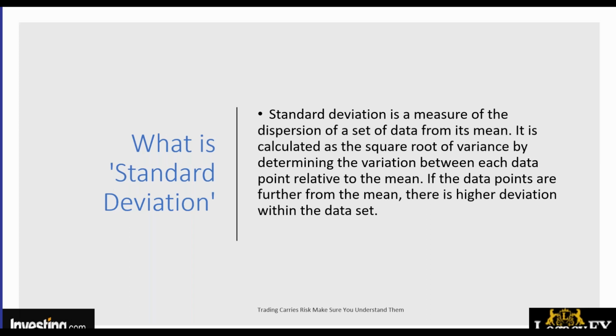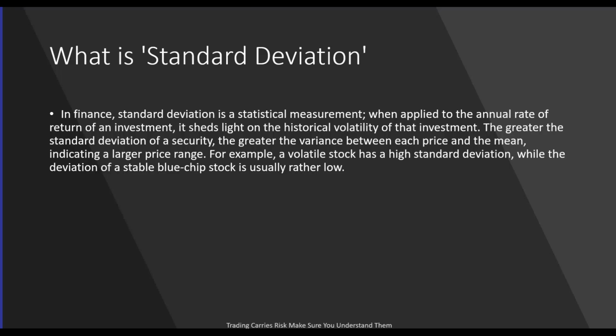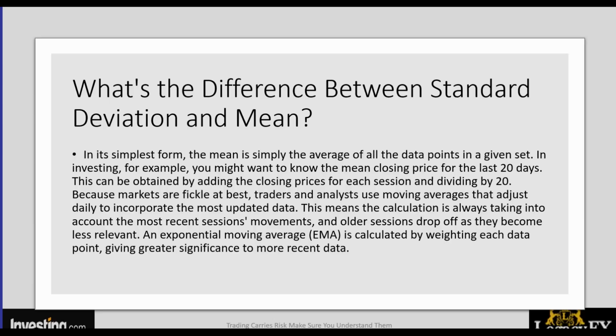Now, standard deviation is a measure of the dispersion of a set of data from its mean. Mean also means moving average or average. It is calculated as the square root of the variance by determining the variation between each data point relative to the mean. In other words, it's the variance of each point on the 20-period moving average. If the data points are farther from the average, there is a higher deviation within the data set. In the simplest form, the mean is simply the average of all the data points in the given set.